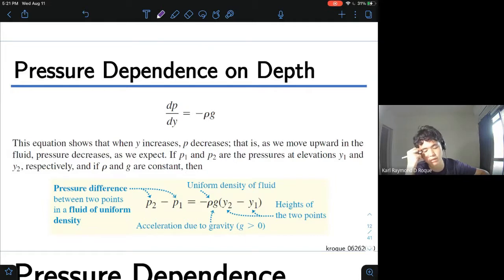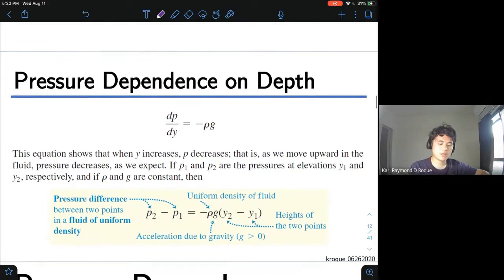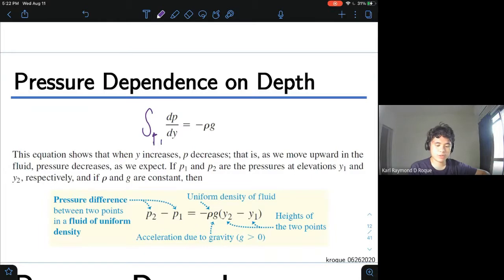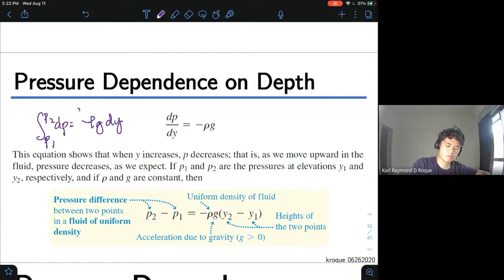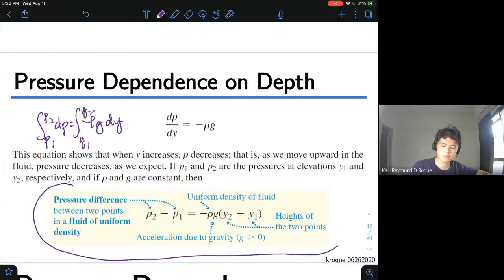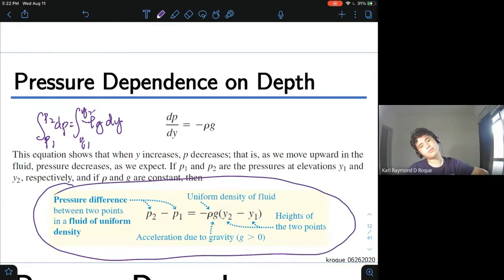Then, by calculus, kapag in-integrate mo yan from two pressures, dP equals negative rho g dy. Pag in-integrate mo yan from P1, P2, Y1, Y2, pressure difference between two different points in a fluid of uniform density. Pag integrate mo yan, ito lalabas. So please take note of this. Important yan.